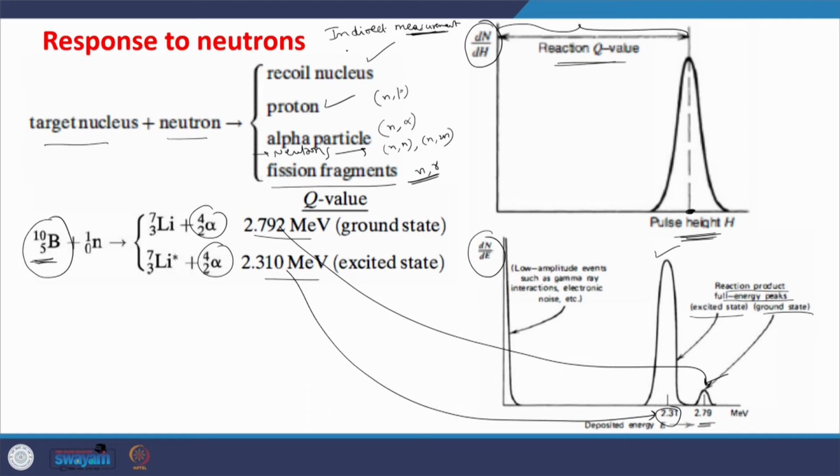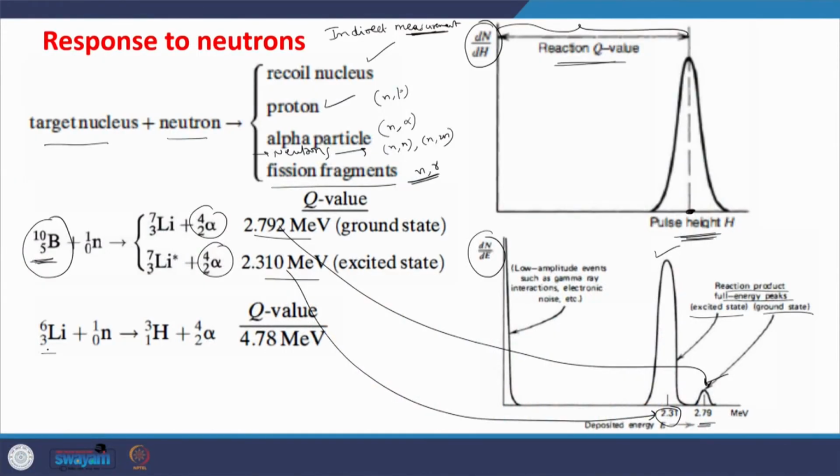Even gamma rays transfer their energy to electrons, and electrons are charged particles, and I have already discussed how charged particles interact with matter. Even in the case of neutrons, if they emit charged particles, again this interaction of charged particles with matter comes into the picture, all right. And another nucleus which has a good absorption cross section for neutrons is lithium 6, which emits an alpha particle, and here the Q value is quite high, 4.78 MeV, all right.